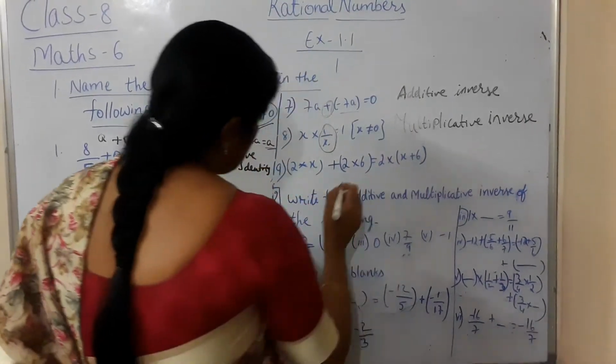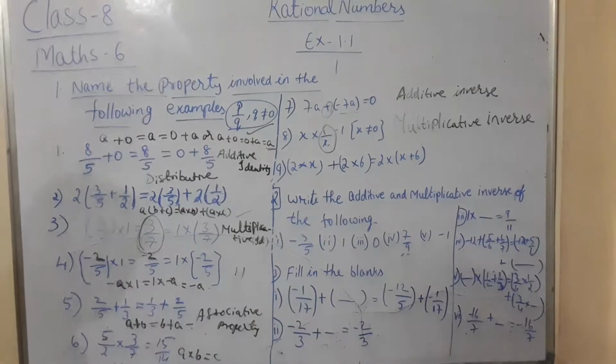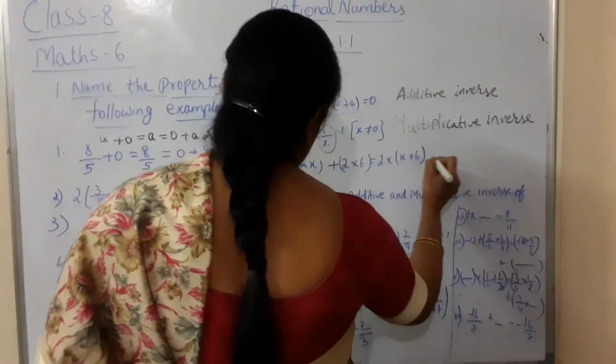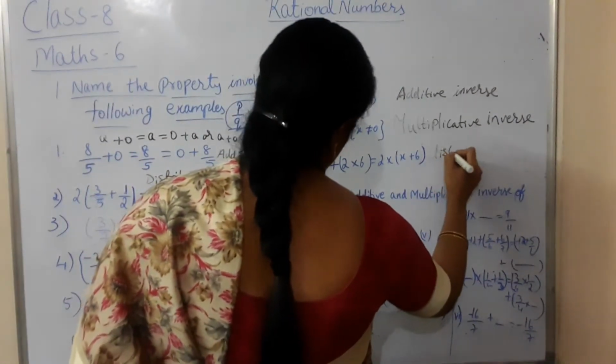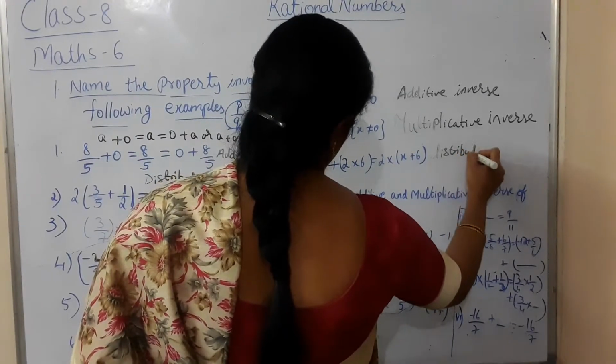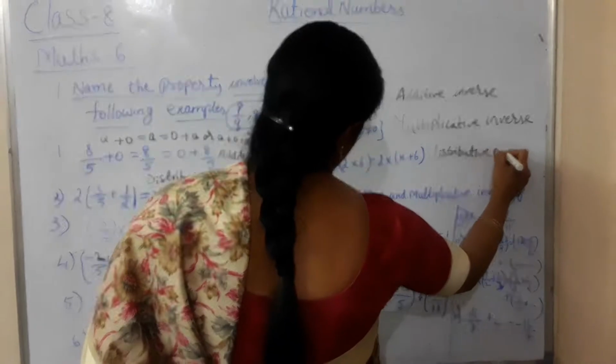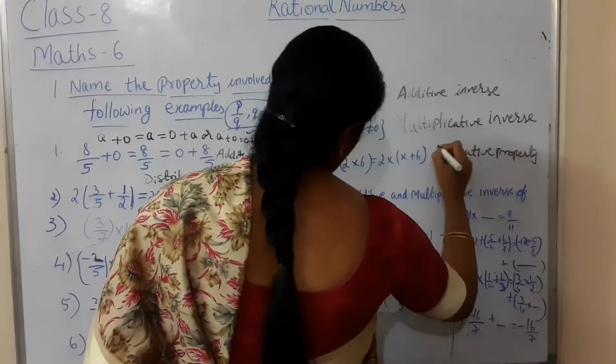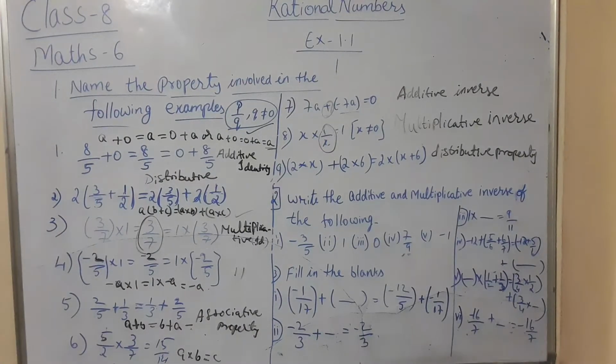Now the next one, 2 into x plus 2 into 6 is equal to 2 into x plus 6. So what is the property that you have over here? It is a distributive property. What property? Distributive property of multiplication over addition. You can just write distributive property. You can take down these and we'll discuss the next ones.